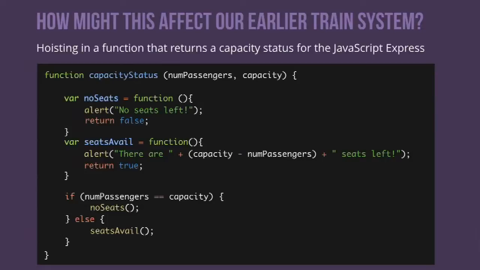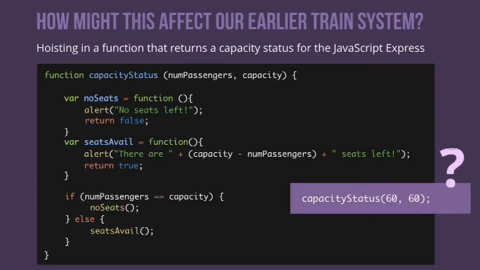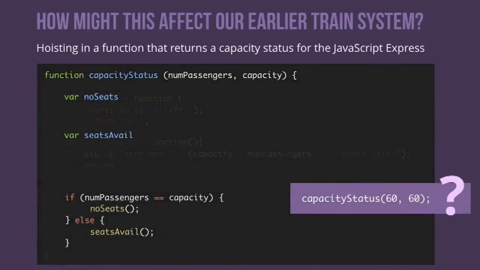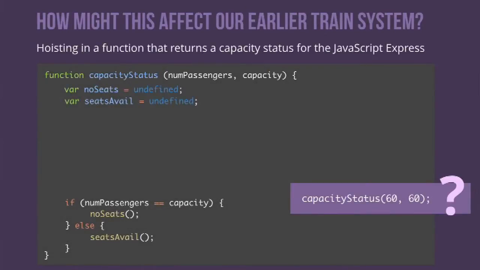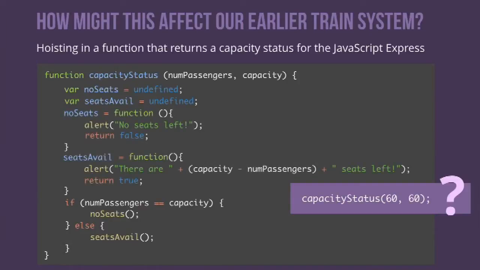directly after that. So if we look at that capacityStatus test case again with 60 and 60, the first thing that happens is the variables get hoisted to the top. They're both undefined, but the cool thing here is that they immediately get assigned their expressions. Woohoo, we like that. And then the conditional code is all the way at the bottom, so we don't have to worry about any execution until everything's hoisted, all the assignments are made, and then we can make an execution.